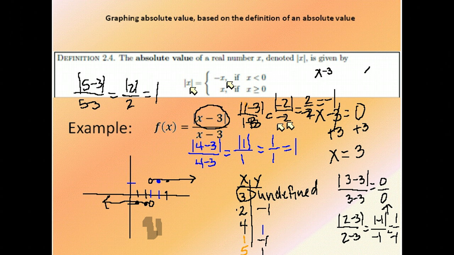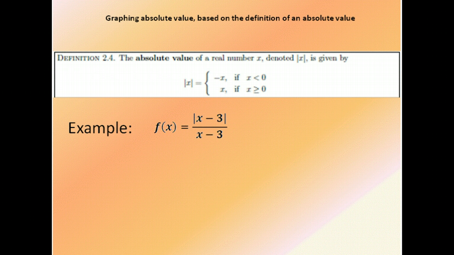Okay, depending on our value, if x minus 3 is less than 0, and if x minus 3, the quantity inside the absolute value, is greater than 0. Okay, so we end up with these two functions. They changed right here at 3. Let's do one more of those. That was a little crazy.